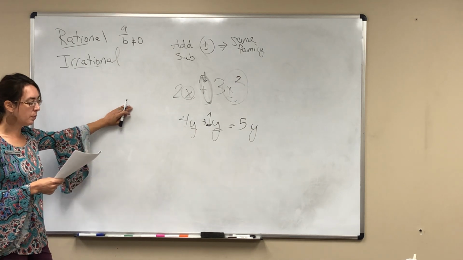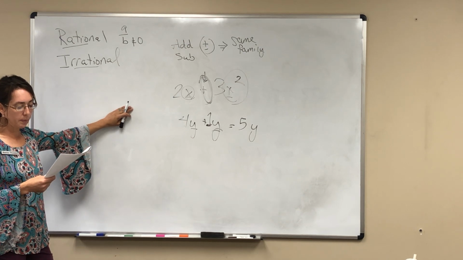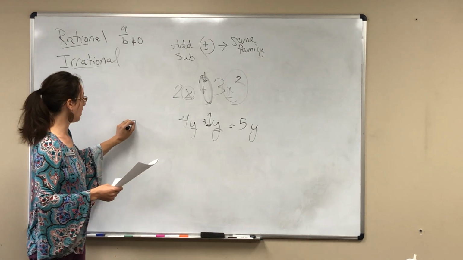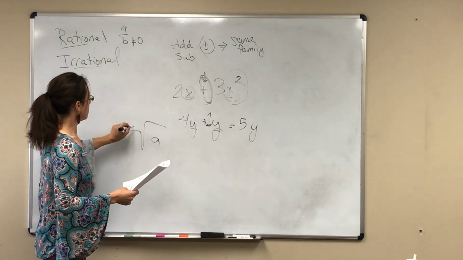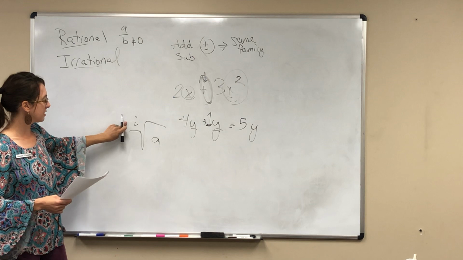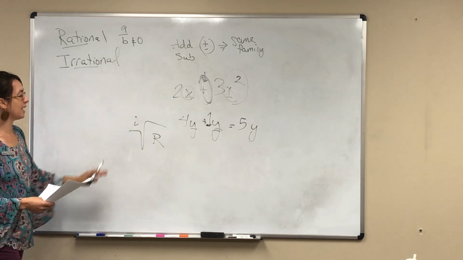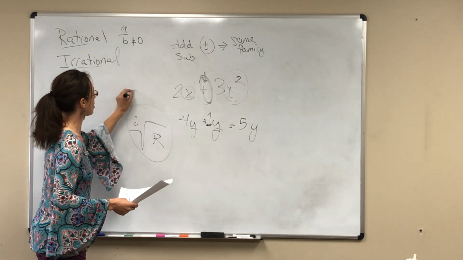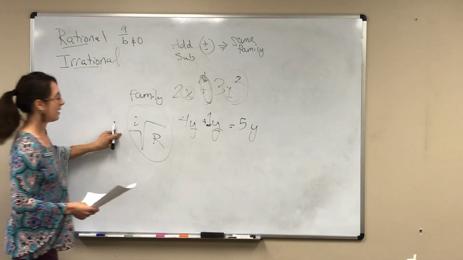In the same way, for like expressions when we are dealing with radicals, we can combine them as long as your index and your radicand are the same. So this is our family. This is our new family. They have to be the same.